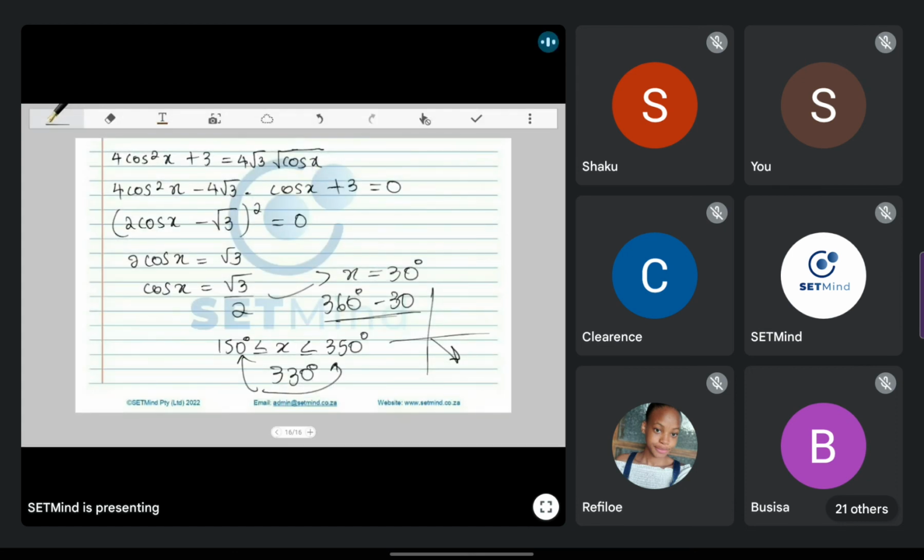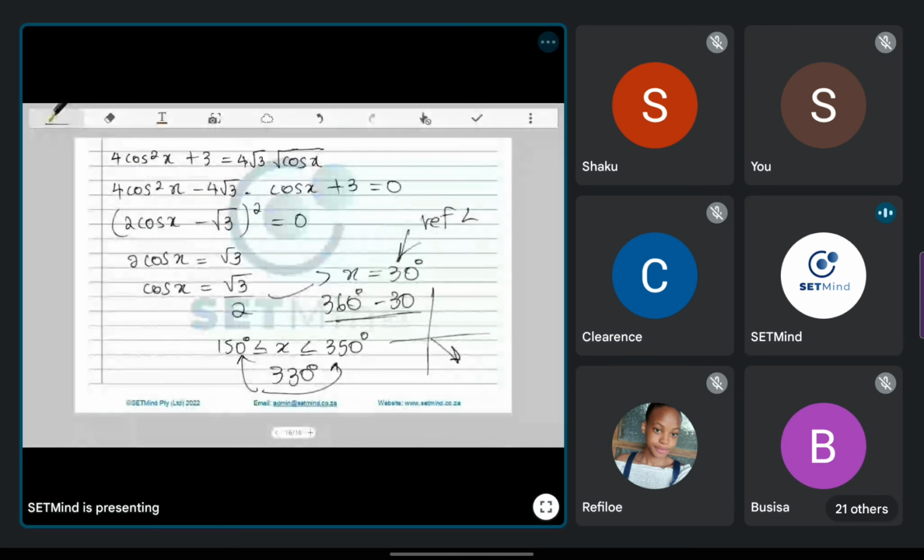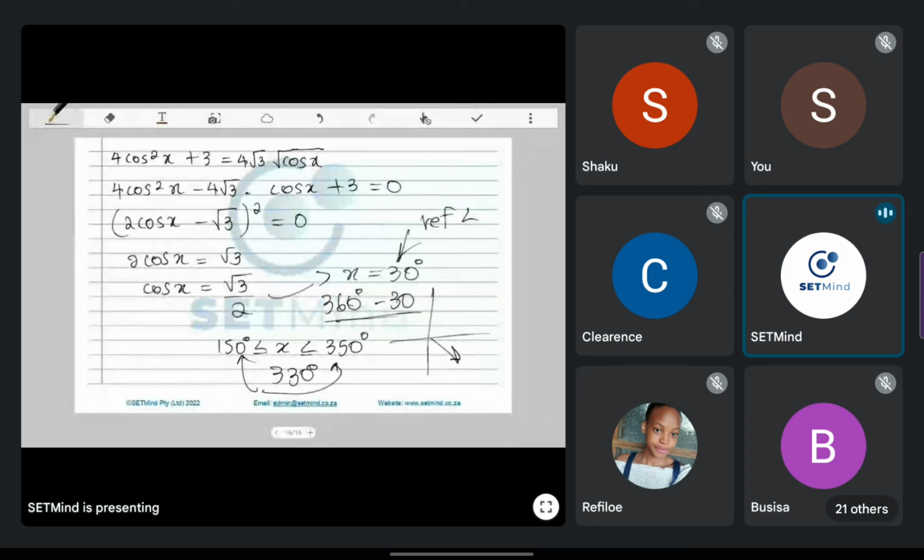Yeah, this is your reference angle, remember. Okay, cool. So I was about to sweat. So let's see, someone is asking a question. Tabiso is asking how do you use the calculator to solve the question? So the way you solve it, Tabiso, is when you have arrived at cos x is equal to square root of 3 over 2, then you take your calculator and punch in cos inverse of square root of 3 over 2, then it should give you 30 degrees.